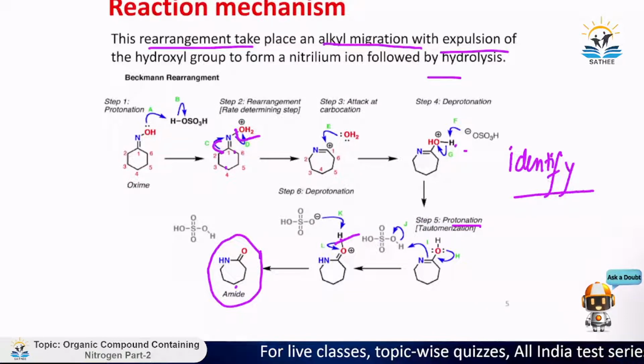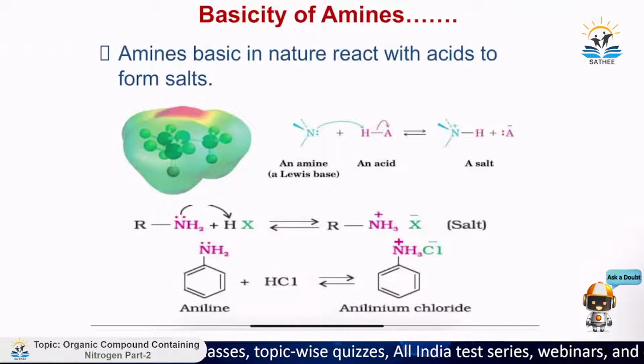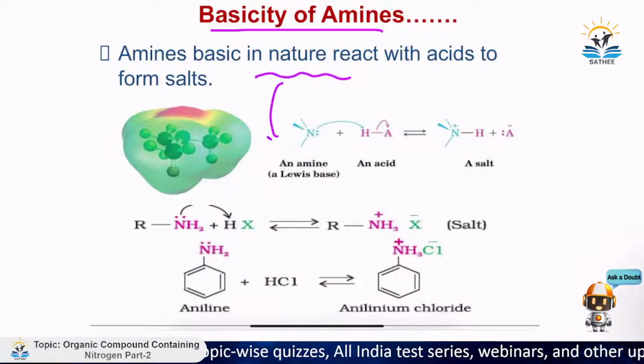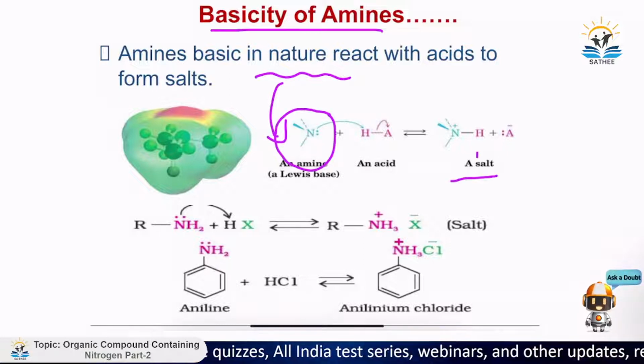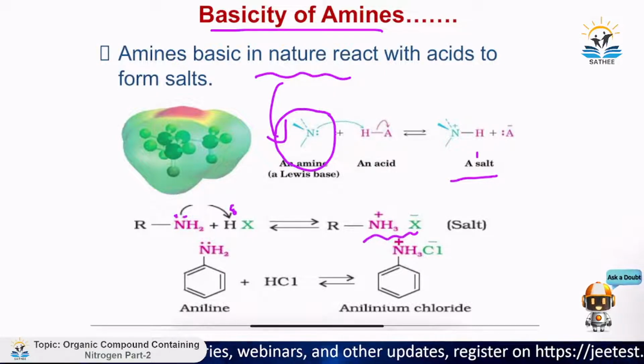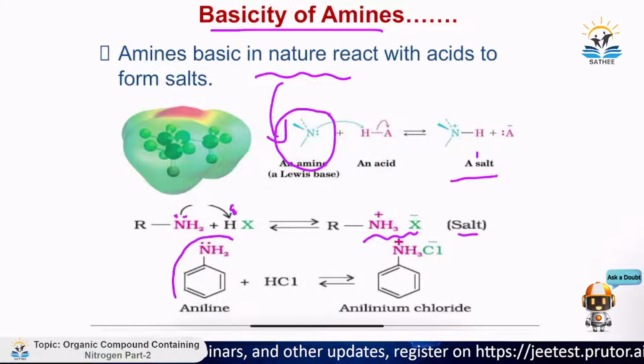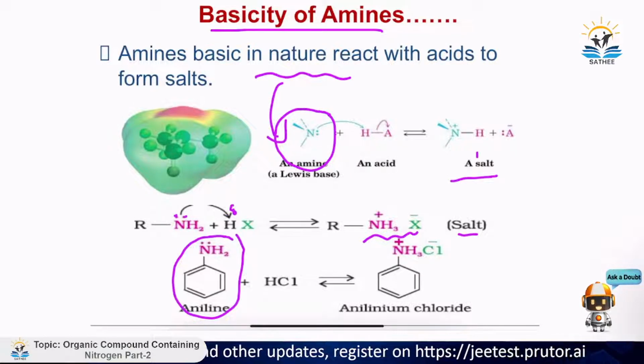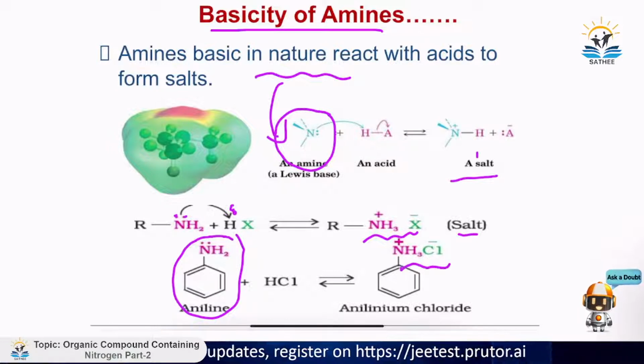So amines are basic. They have a lone pair, so they will react to form a salt. For example, NH2 has a lone pair, HX, in which case H plus and X minus is there. They will react to form RNH3 plus, that is a salt. Similarly, aniline will react with HCl to form anilinium chloride. So aniline is a base. We know that amines are basic, and aniline is also basic. It has a lone pair which it wants to donate to whatever Lewis acid is there. So basicity, we know that they are basic.